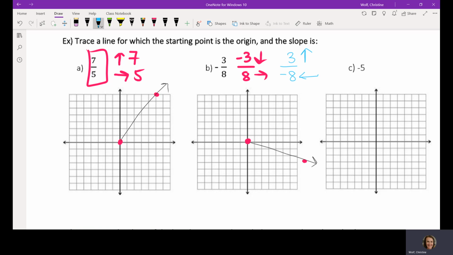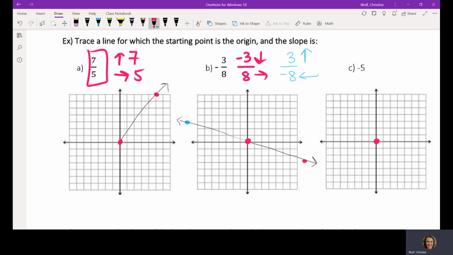So again, if I start at my starting point, I'm going to now go up 3, but then to the left 8, and we'll see that they're all connected in a nice straight line. I drew the same line, but one was on the left half, one was on the right half. It doesn't matter what you do for me, just choose one. Okay? Cool. Last one.